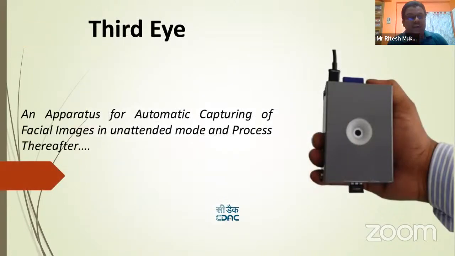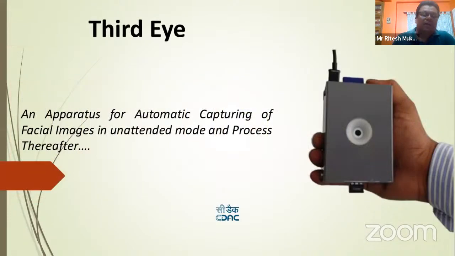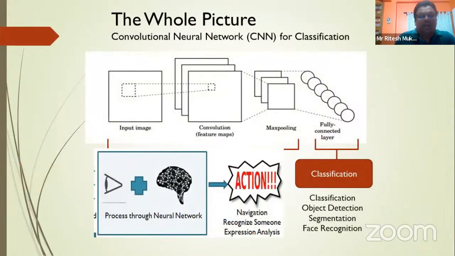Third Eye. Third Eye is one of the apparatus. It is for automatic capture. This is one apparatus for automatic capture of facial images of the intruder appearing in front of it, in unattended mode.